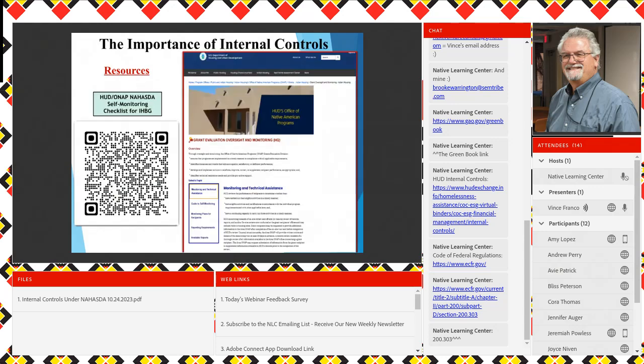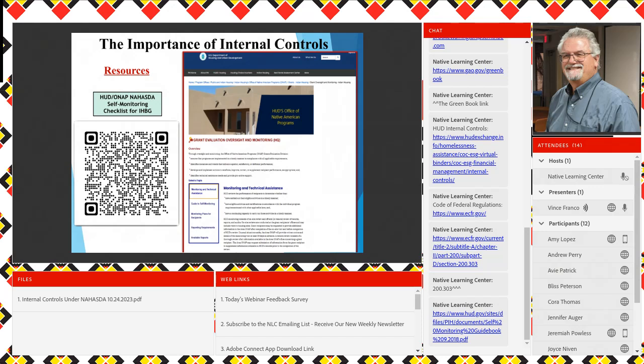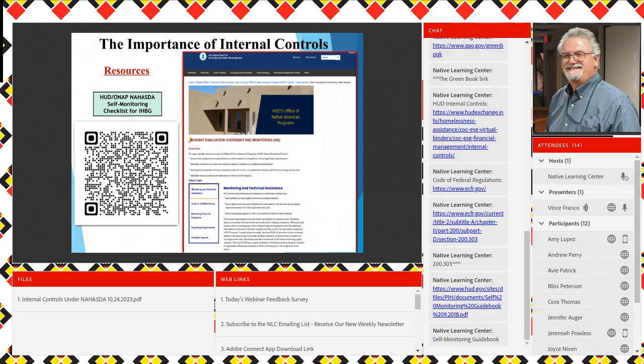All right, so that's three QR codes there, and here's a little bit more. Here's another one, back to HUD, ONAP specifically, and ONAP's talk here about monitoring, self-monitoring, and the self-monitoring checklist. Self-monitoring is a whole discussion in itself. I had that presentation last week, Tuesday, on internal controls. Self-monitoring is one of the internal controls. It's something we have to do.